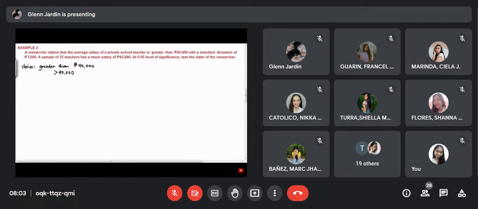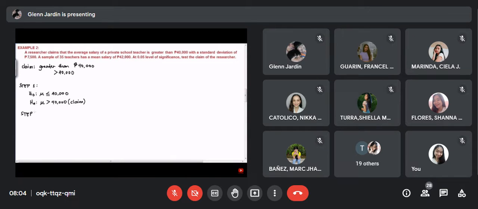Kung ganyan ang ating claim, step 1 na tayo, which is constructing the null hypothesis and alternative hypothesis. Wala siyang equal sign, therefore, mapupunta siya dito sa HA. So, HA is mu is greater than 40,000. Ito yung claim ni researcher na ang average salary ng private school teacher is greater than 40,000. Babaligtarin nyo yan dito sa HO. Gagawin nyo siyang less than or equal to 40,000. Kabaligtaran lang nito.